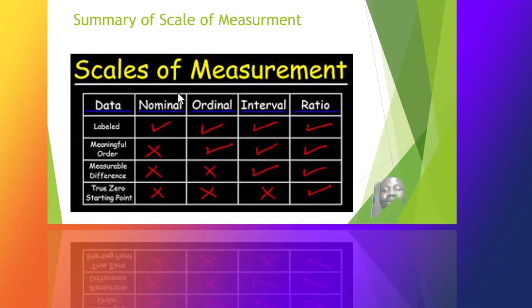You can't know, for example, the top tier league, let's say the Division One league and the Premier League, the difference. That's the measurable difference. It does not have absolute zero. Interval data has labels, has meaningful order, has measurable difference, and it does not have a true starting point. But ratio scale checks all the boxes because it has label, it has meaningful order and measurable difference, and it has a true starting zero.